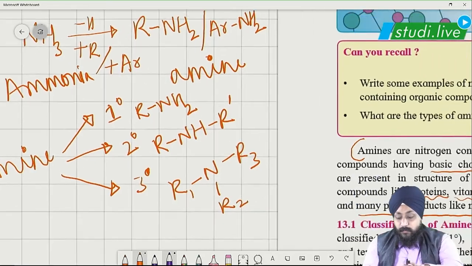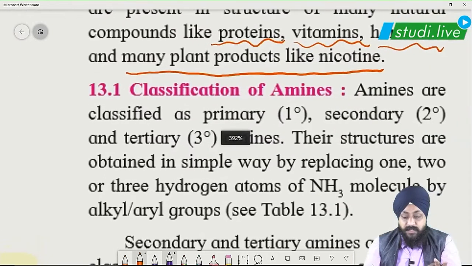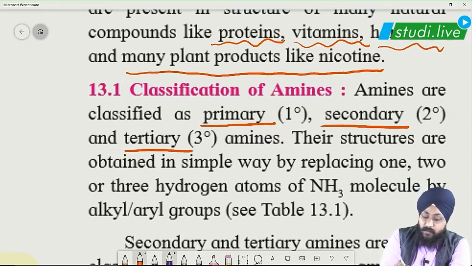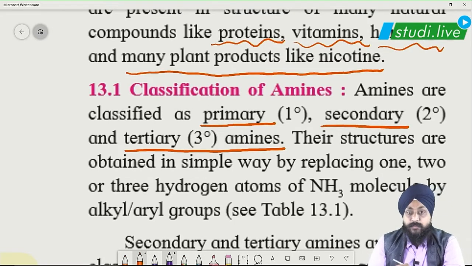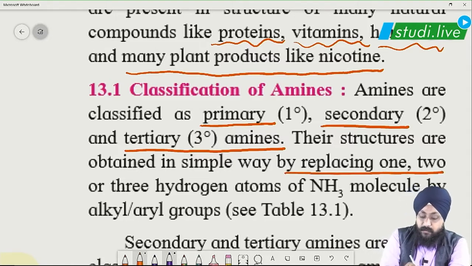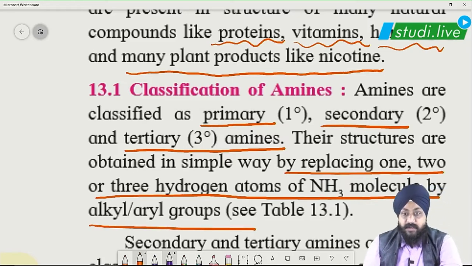So students, what we have seen is that amines are classified as primary, secondary, and tertiary amine. And how are they obtained? By replacing one or more hydrogen atoms of ammonia by an alkyl or aryl group.